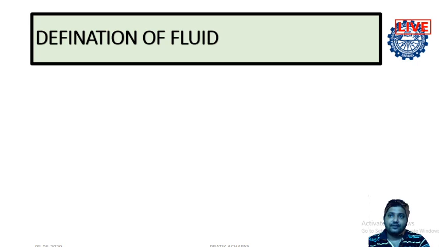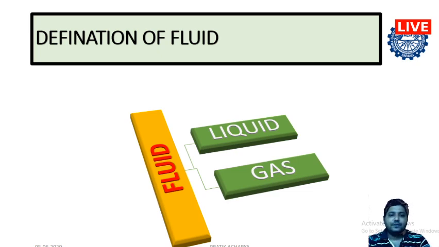What forces are we applying? Shear forces, because when we apply a shear force or tensile force, then the fluid will flow in a layer manner. So a fluid is a substance which can flow under the influence of a very small magnitude of shear stress. That is called a fluid. Fluid is categorized into liquids and gases. As far as fluid mechanics is concerned, we are dealing more with liquids rather than gases.